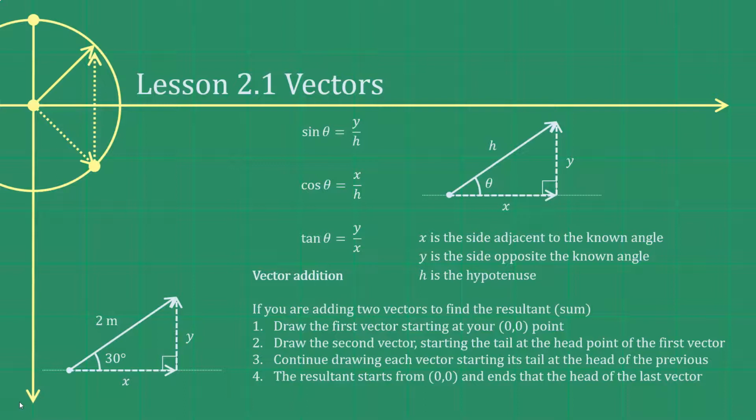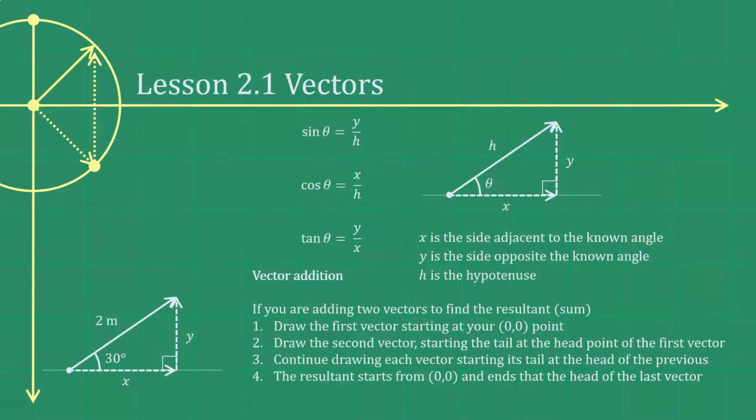Sine is opposite over hypotenuse. That's the side opposite the known angle divided by the hypotenuse. The cosine is the adjacent side divided by the hypotenuse. And tangent is opposite over adjacent. Tangent is the function you use if you don't know the hypotenuse, but you know the other two sides of your right triangle.